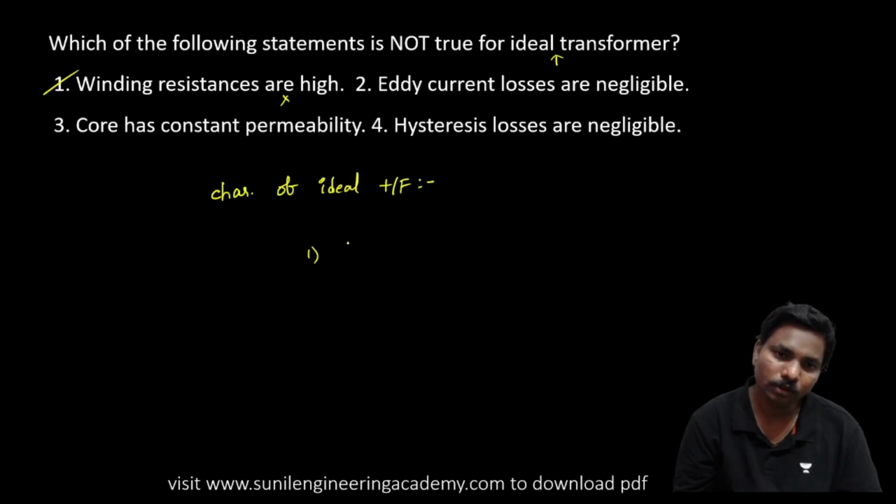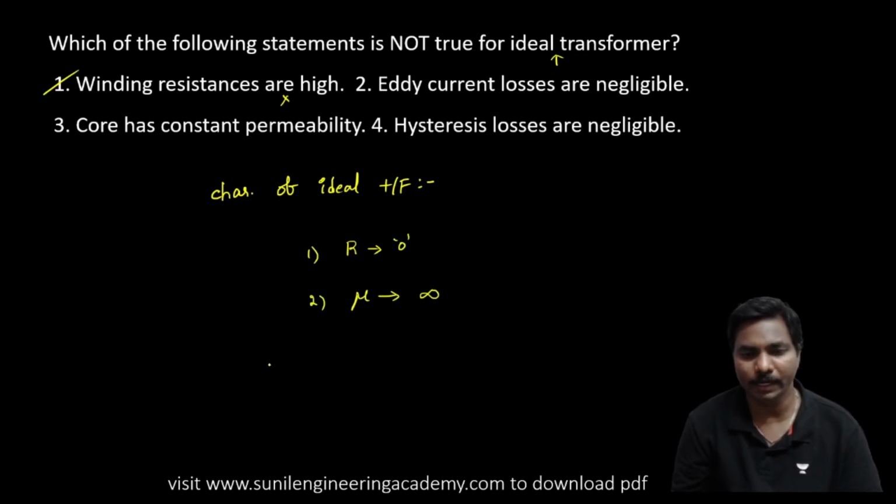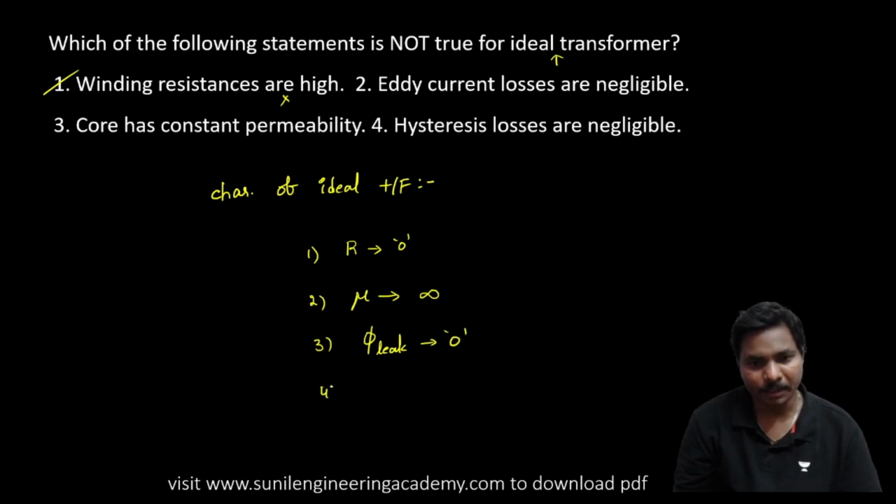So the resistances are almost zero, so its permeability has to be infinite, very high permeability. And leakage flux has to be zero. Whenever there is high permeability of the core, it allows all the flux through it, so then there is no leakage. And the losses must be zero as much as possible.